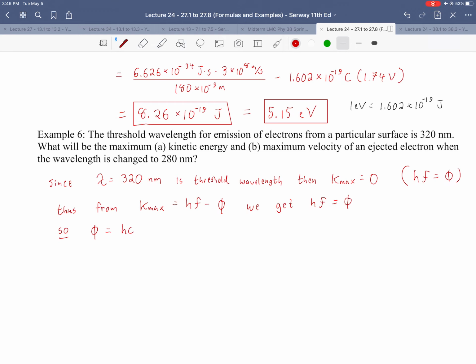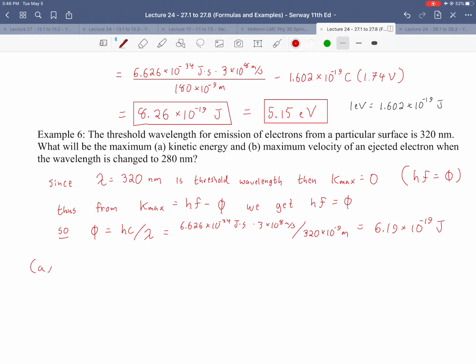Okay, so it should just be hc over lambda. So I'll plug everything in. 6.626 times 10 to the negative 34 joule seconds times the speed of light of 3 times 10 to the 8 meters per second, all over our threshold wavelength of 320 times 10 to the negative 9 meters, gives us a work function of 6.21 times 10 to the negative 19 joules, which I'll go ahead and leave in joules because we're just going to use it, and I might as well keep it in base units. Okay, so negative 19.